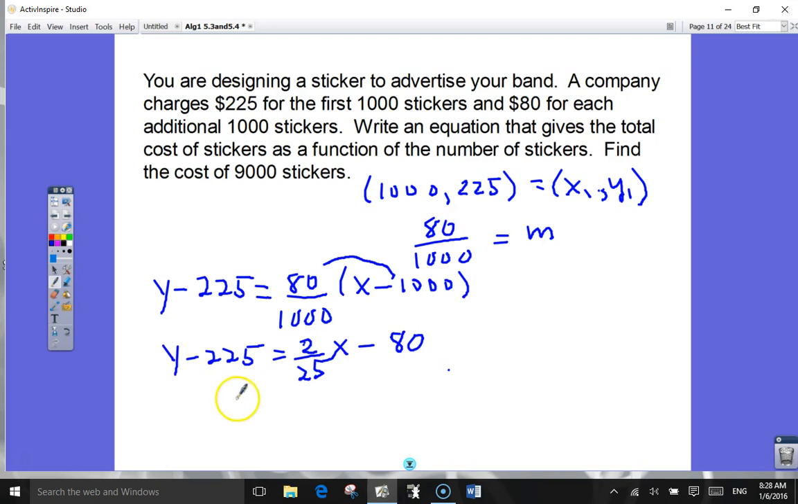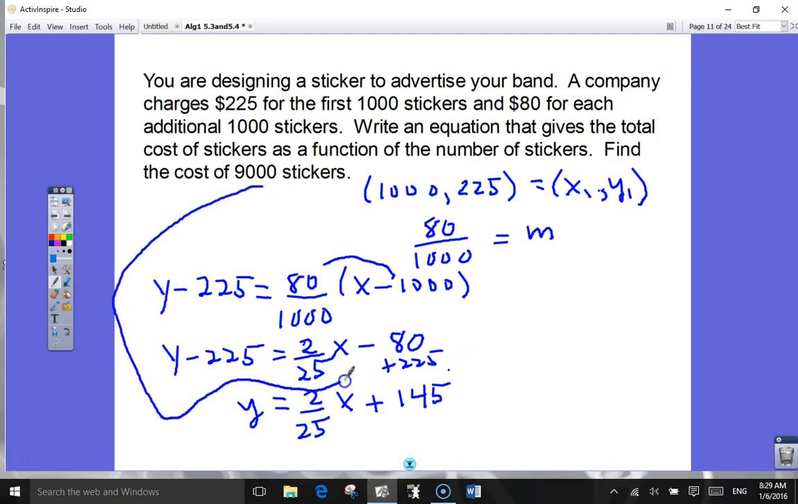Okay? And now, add 225. So we have 2/25 times x. What is negative 80 plus 225? Negative 80 plus 225 is 145. Okay, so now, using that equation, plug in 9,000. Take the 9,000 and plug it in right there.